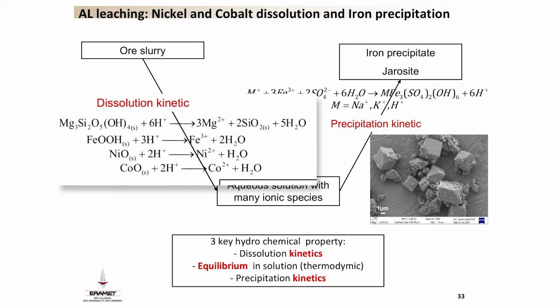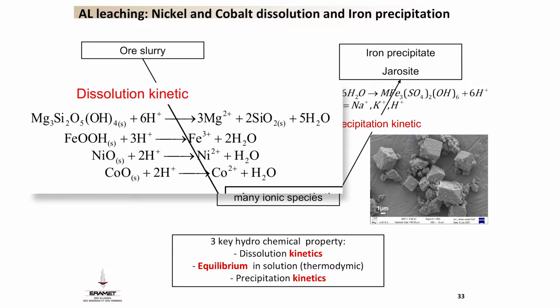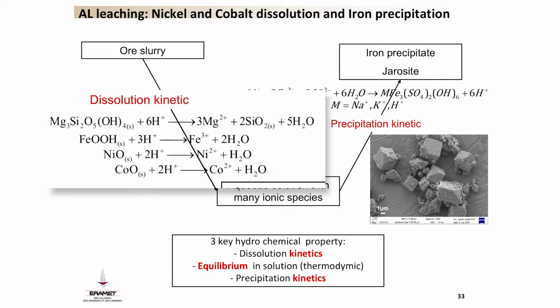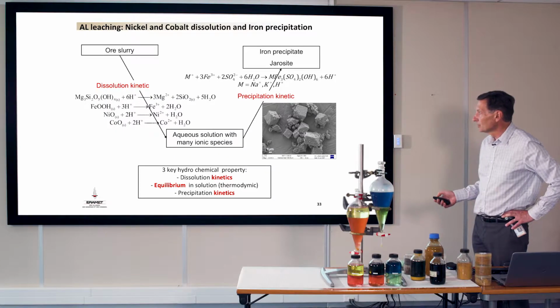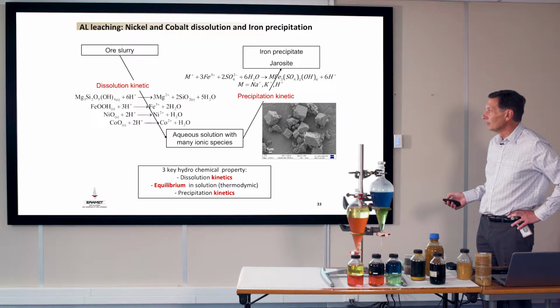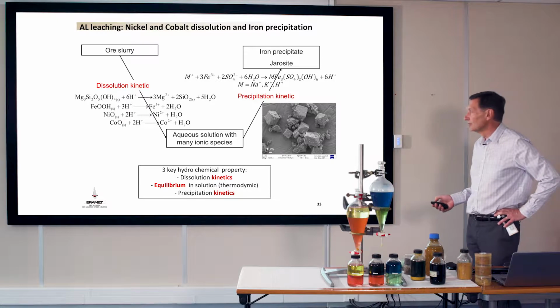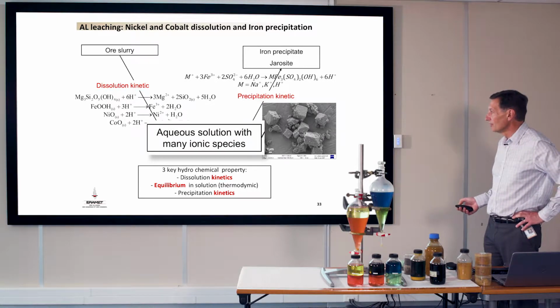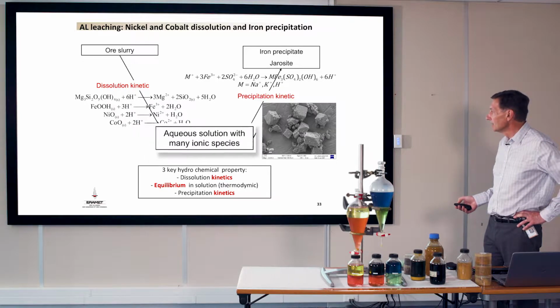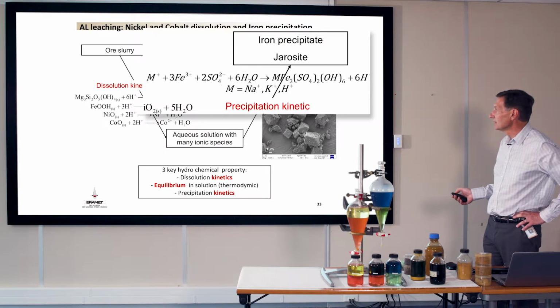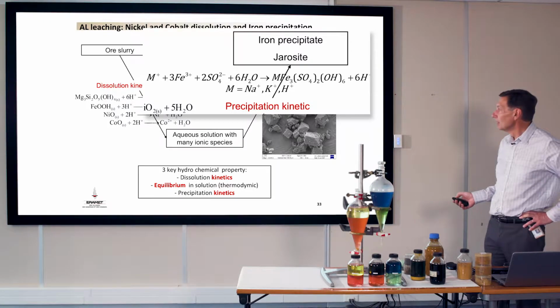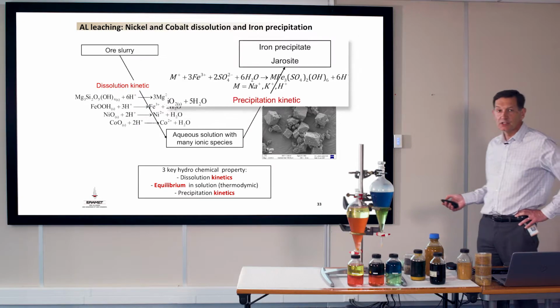During this leaching, you have the dissolution of the oxide, magnesium silicate, of the iron oxide, of the nickel oxide, of the cobalt oxide, consuming some acidity in order to put in solution all these elements. This part of the process, the main parameter is the kinetic of the dissolution. After that, you have all the species in solution, and at the same time you reprecipitate the iron as jarosite. And the process is managed by the kinetic of precipitation.